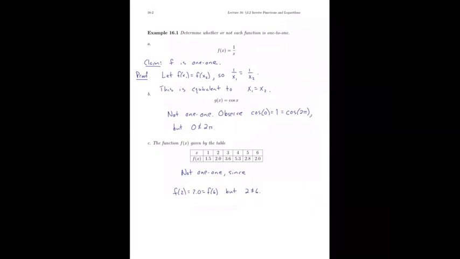So I let f of x1 be equal to f of x2. Well, in this case, f of x is 1 over x. So f of x1 is 1 over x1, and f of x2 is 1 over x2. Okay, so I get to move that far by writing this down. What I want to arrive at is to prove that x1 is equal to x2.